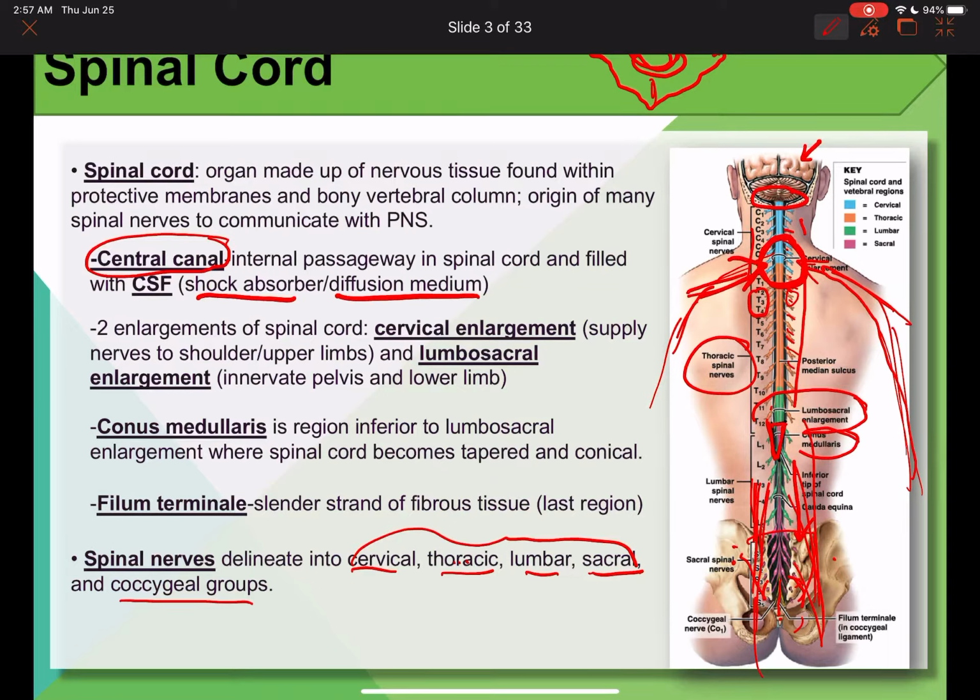But thankfully, we are only narrowing down to just a few spinal nerve names that you have to know in each area of the body. But there is a specific name for every one of these spinal nerves coming out of the spinal cord.